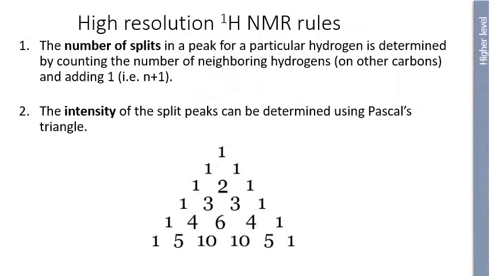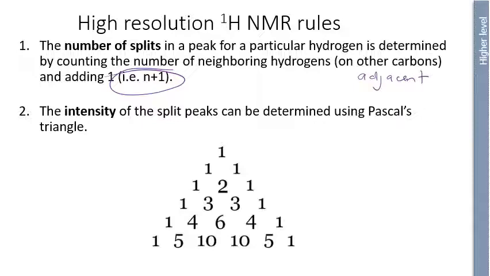And the number of splits, therefore, if you've already worked it out, is going to be based on the idea of Pascal's triangle in terms of intensity. Now this is an important point when it comes to structural elucidation: the number of splits in a peak for a particular hydrogen is determined by counting the number of neighboring hydrogens on the adjacent carbon, and then adding 1. So I'm going to also put that there: on adjacent carbons, not just every carbon.